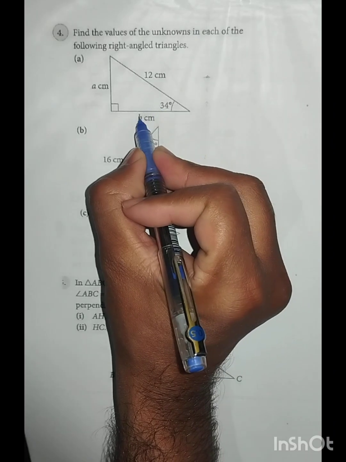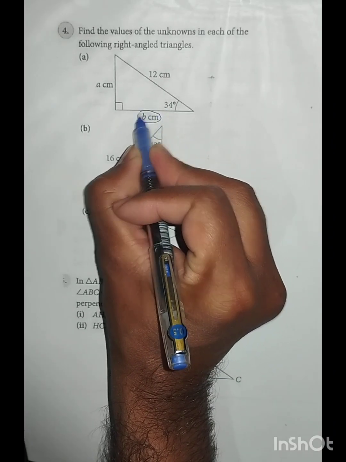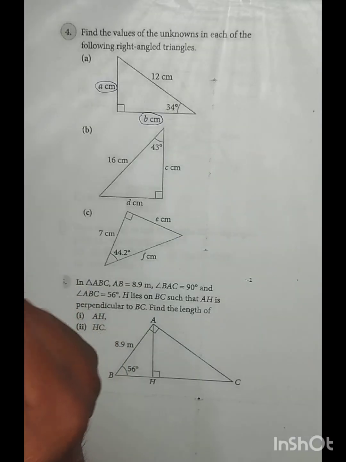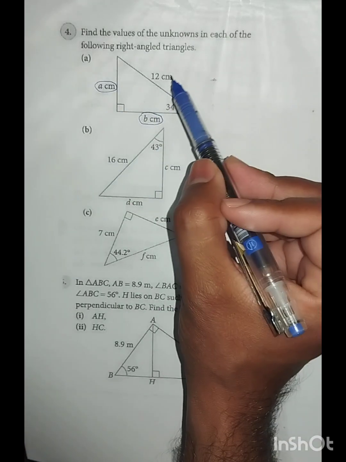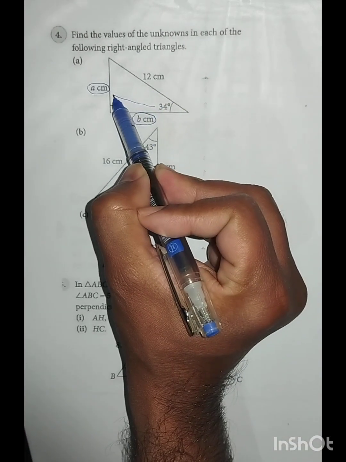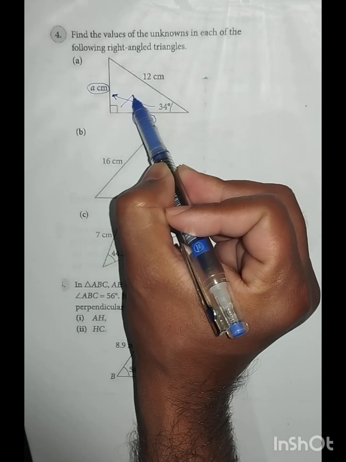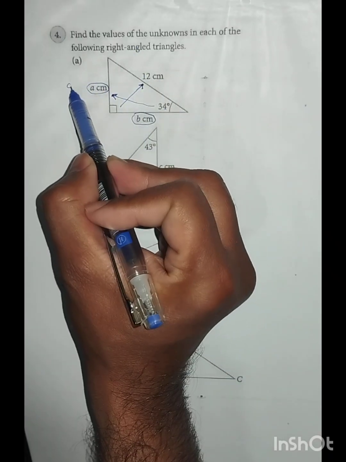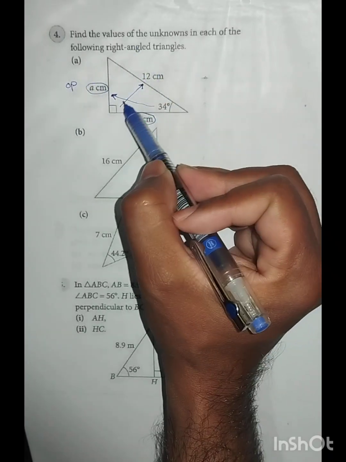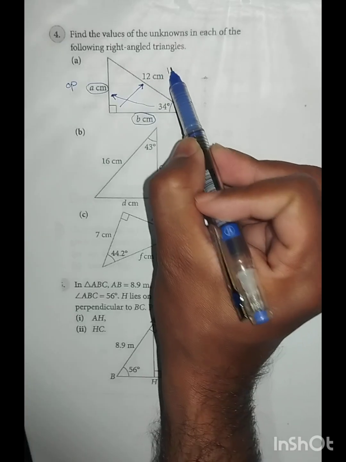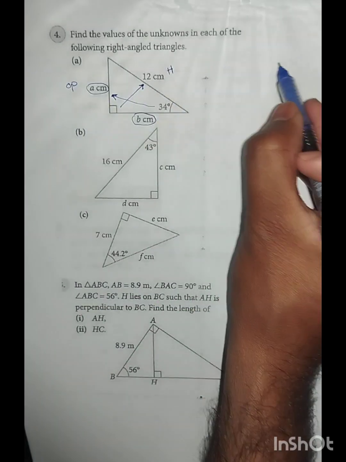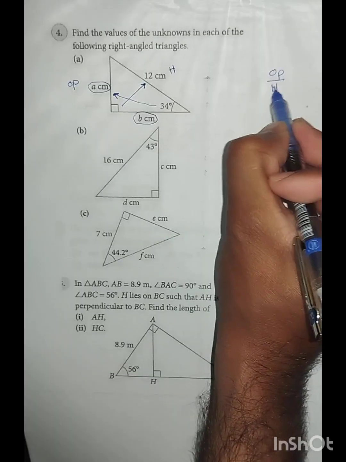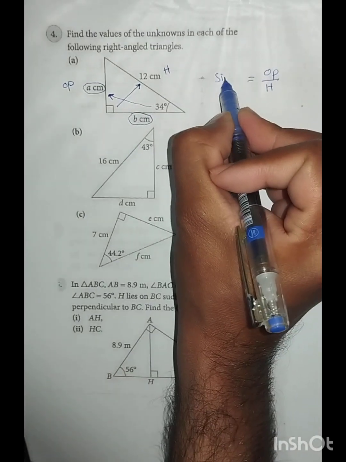In this question, we are given right triangles, but this time we have two unknowns, A and B. For each unknown value, I will again use the trigonometric ratios. If I take the ratio of the opposite side of the angle and the opposite side of the right angle, the side opposite the angle is called opposite or perpendicular, and the side opposite the right angle is called the hypotenuse. The ratio of opposite and hypotenuse is categorized as sine theta.